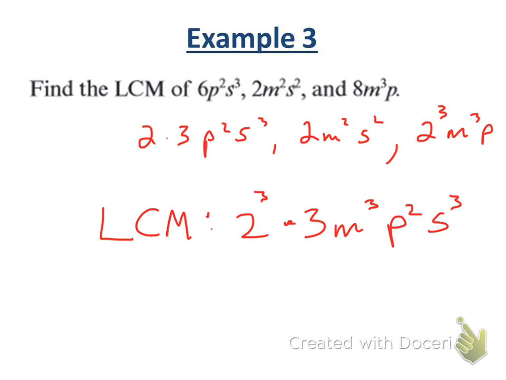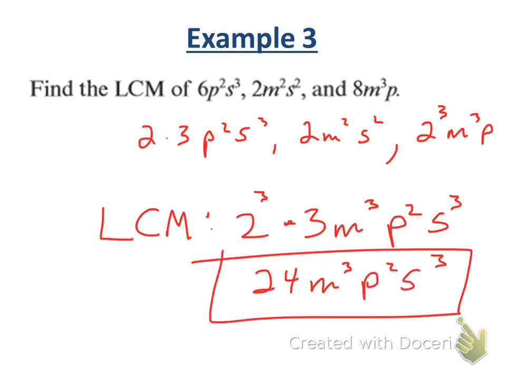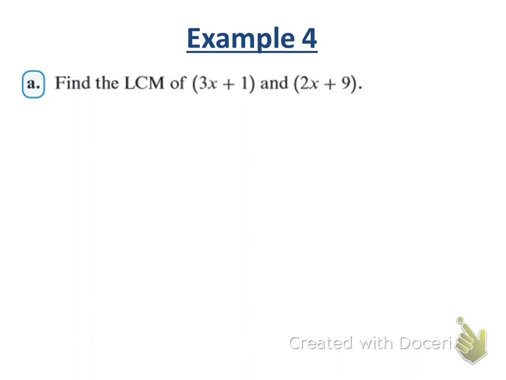So we'll keep our variables in alphabetical order. You don't have to, but it's just common. It's proper. All right. So 24 m cubed p squared s to the third. All right. Y'all okay with that? Let's up the game. The least common multiple of these two algebraic expressions.